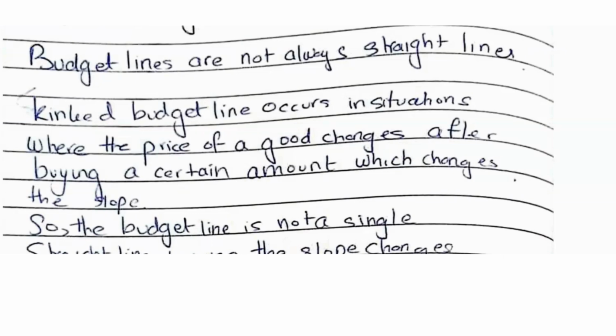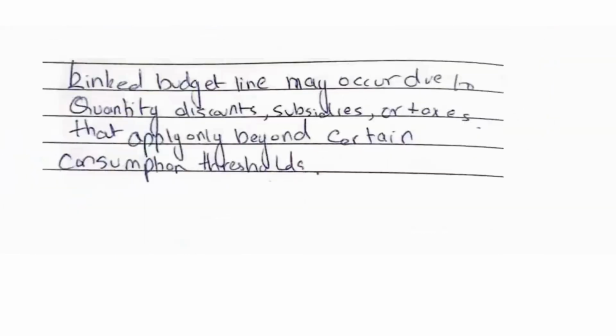So, the budget line will no longer be a straight line with constant slope because the slope will change after a certain point. So the budget line is now not a single line as the slope changes at specific points where the price changes after you buy a certain amount. Now, kinked budget lines can occur due to quantity discounts, subsidies, or taxes that apply only beyond certain consumption thresholds. Because then only after a certain point, after purchasing a certain amount of a good, will the price change, the slope will change, and it will no longer be a straight line.